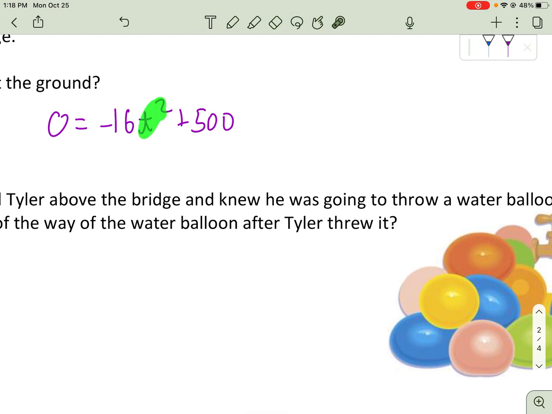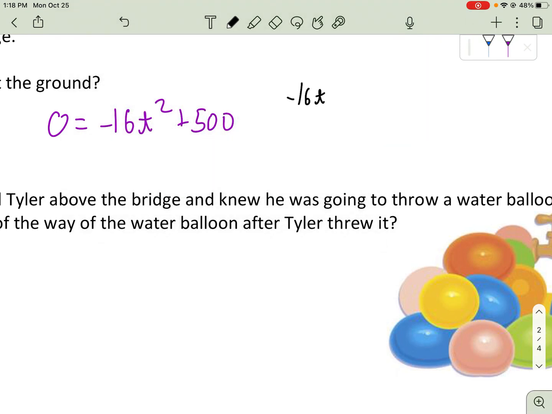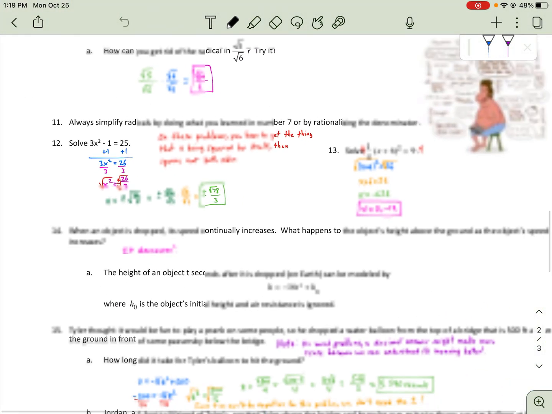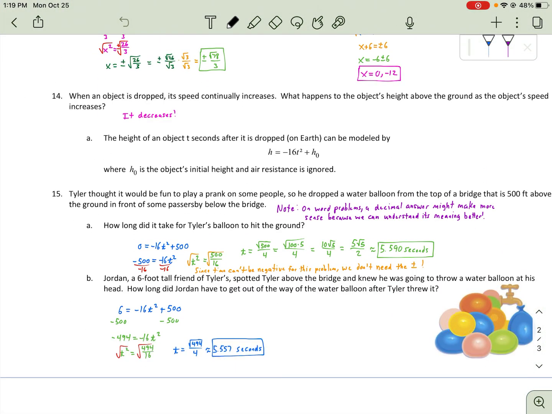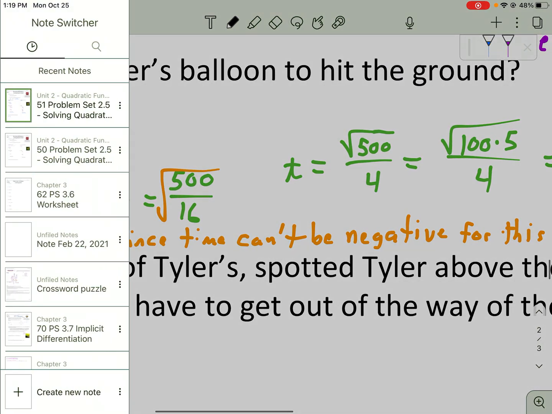Okay, so notice how we have just one thing being squared here. There's only one variable in this problem, so we've got to get this thing by itself. So subtract 500, and you get negative 16t squared equals negative 500. Divide by negative 16, giving us t squared equals whatever 500 over 16 is. Let's flip over to this key where I already have it worked out. Oh, so I didn't actually show it yet.